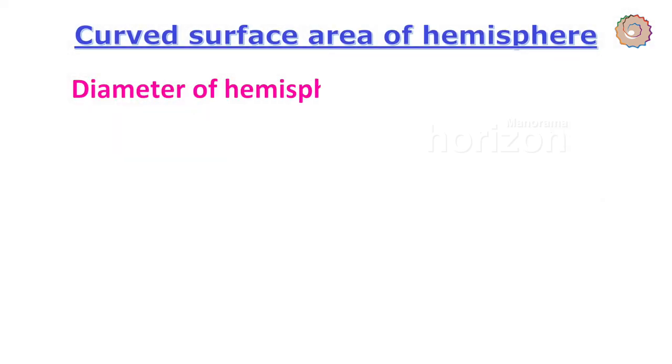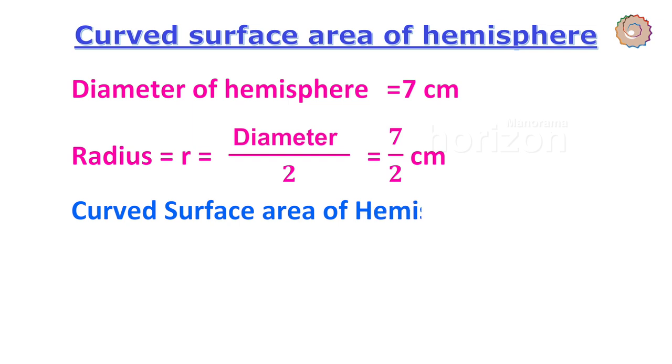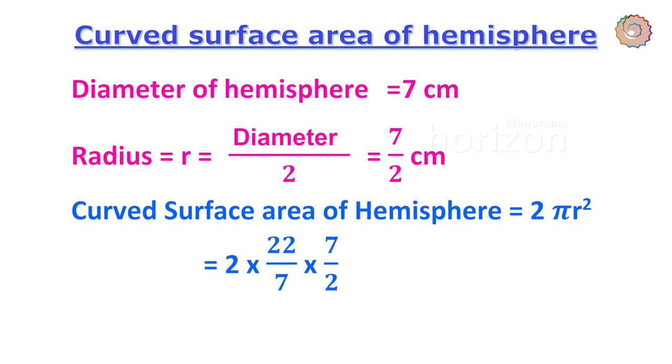The diameter of the hemisphere is equal to 7 cm. So, we can find the radius. Radius is equal to diameter by 2, which is equal to 7 by 2 cm. Now the curved surface area of the hemisphere is equal to 2 into pi into r square. Substituting the values, we get 2 into 22 by 7 into 7 by 2 into 7 by 2, and on solving, we get 11 into 7, which is equal to 77 cm square.